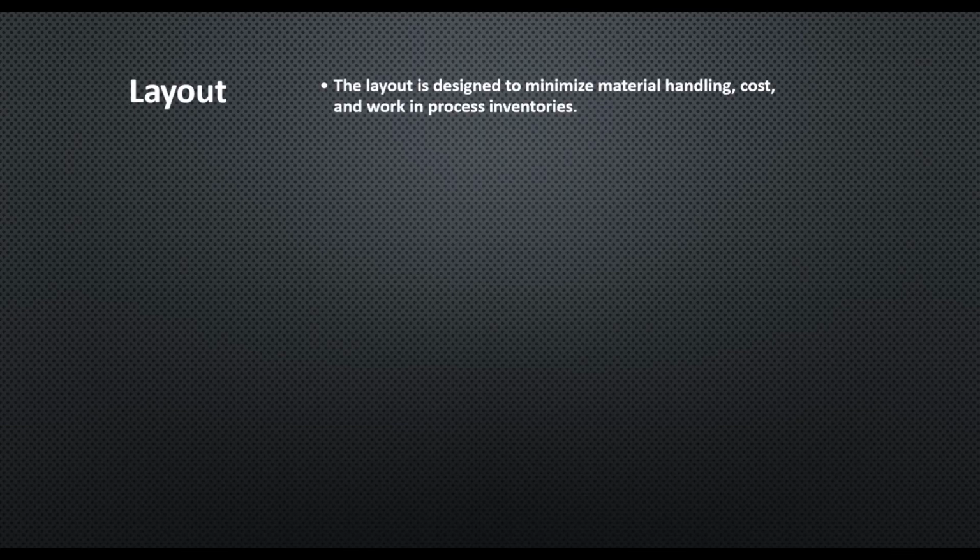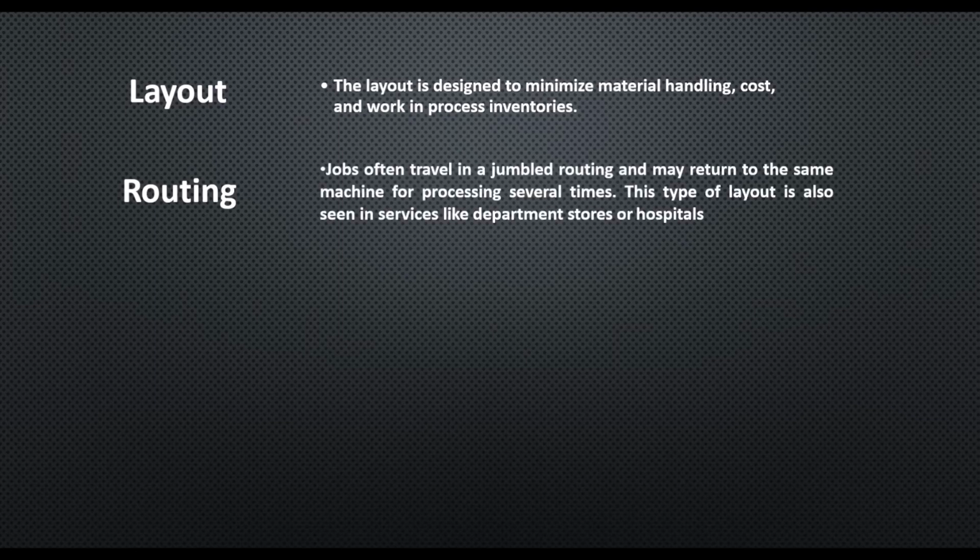Next are the characteristics of any job shop production system. The first characteristic is layout. See, the layout is designed to minimize the material handling cost and the inventory processing time. And the next one is routing. In a job shop, a job often travels a jumbled routing and may return to the same machine for processing several times. This type of layout is also seen in services and hospitals.